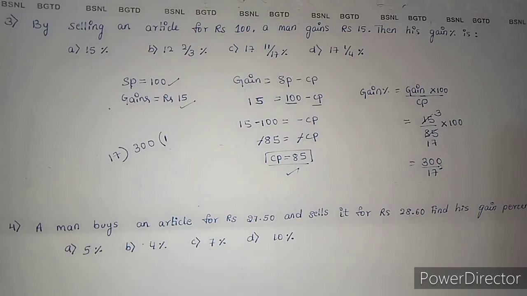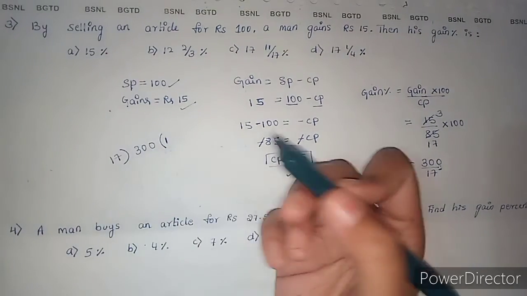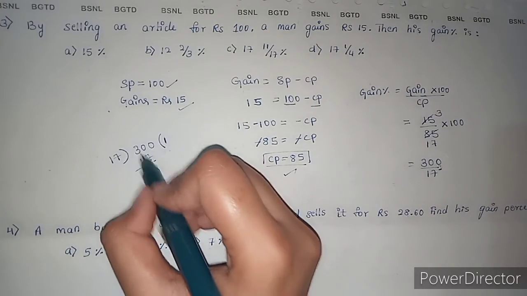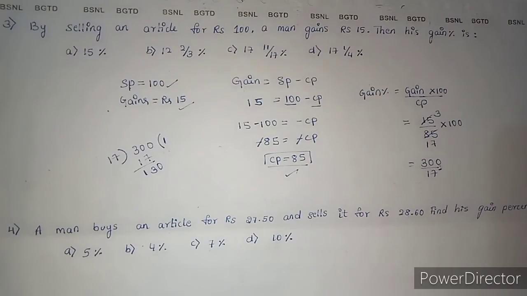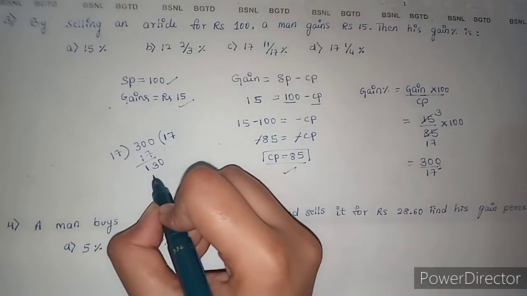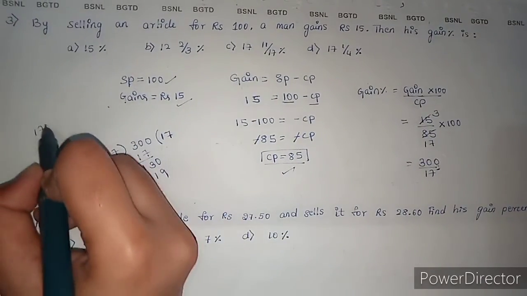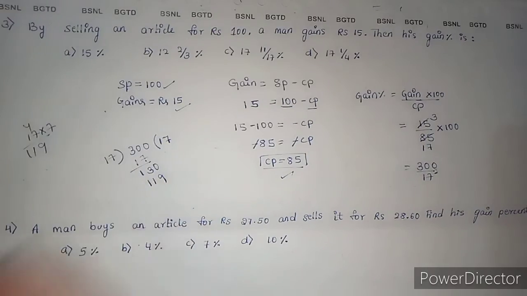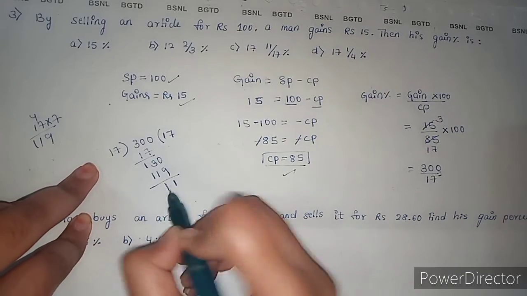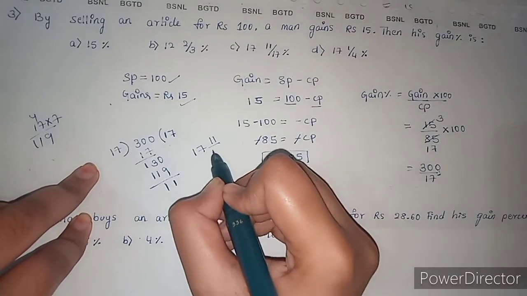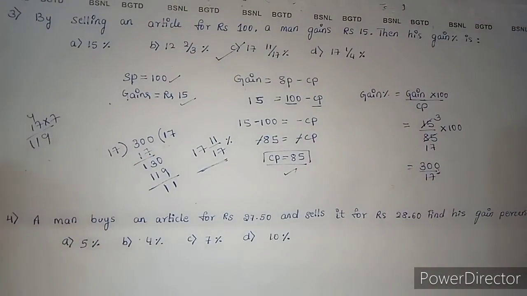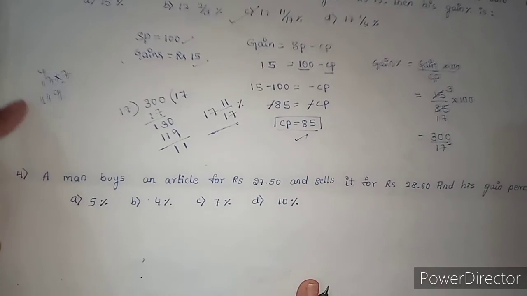Now divide 300 by 17. 17 twos we can't take because it becomes 34. 34 is greater than 30, so 17 ones are 17, subtract, 13. Then 17 sevens are 119. Check 17 into 7, 7 9s are 63, 119. When you subtract, the remainder becomes 11, so 17 11 by 17%. Option C.